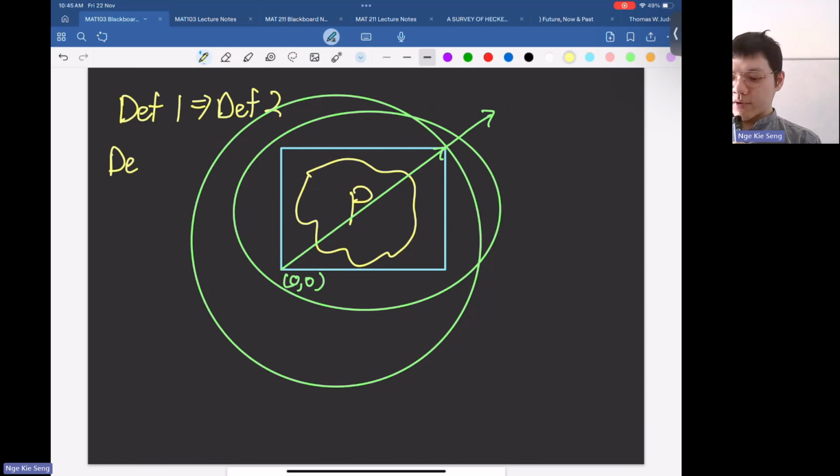How about definition two implies definition one? Suppose I have a circle that bounds it. Okay, so let's keep the diagram here.